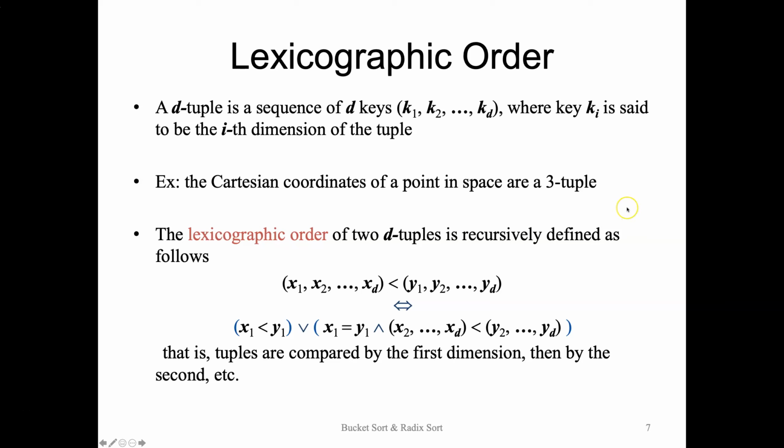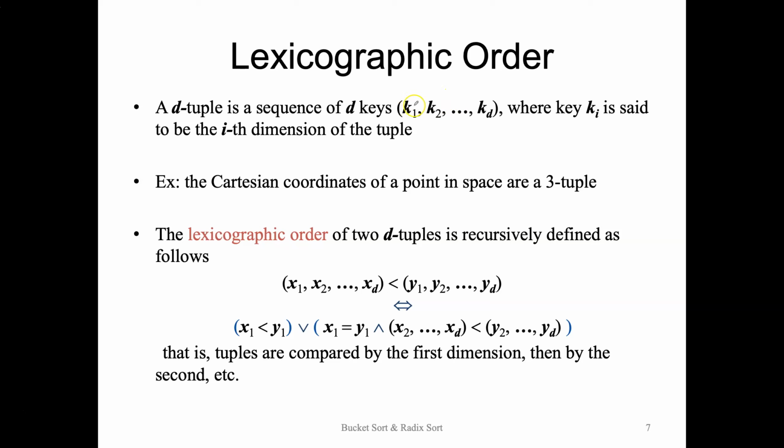We need to specify which keys are more important. So we have to have an ordered set of keys. If we have d keys, an ordered list of them is called a d-tuple. So we say that key i is the ith dimension of the tuple. So we have the first, the second, the third dimension, and so forth. You've seen this before with Cartesian points in two-dimensional or three-dimensional space. So this would be a two-tuple or three-tuple.